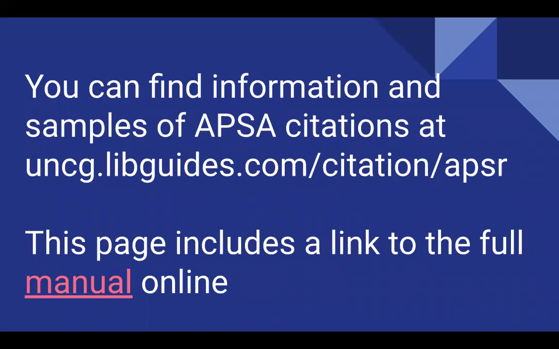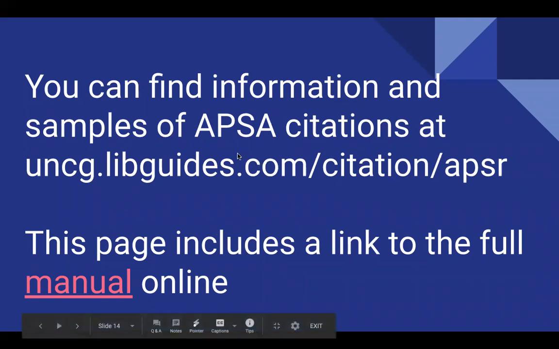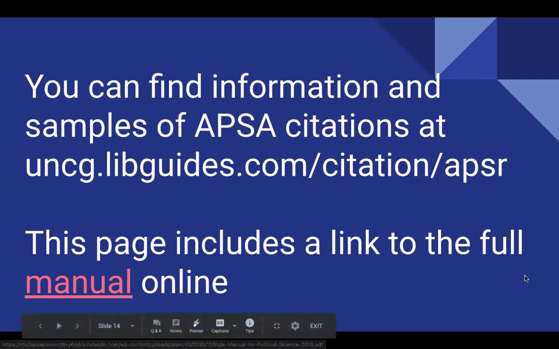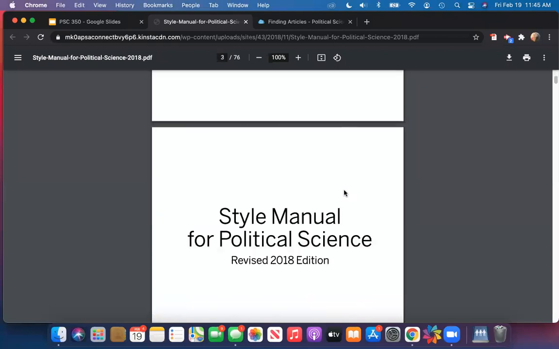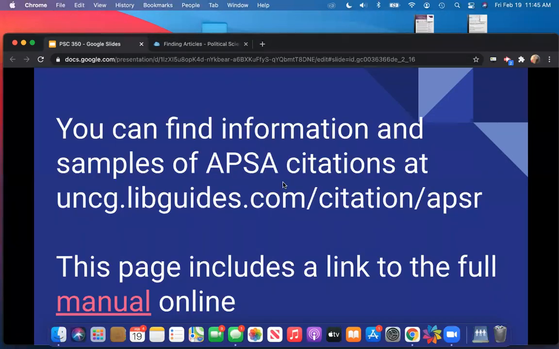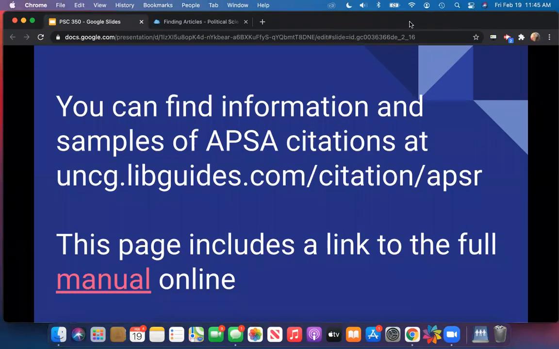Citations. So you are using APSA, sometimes called APSR citations. The American Political Science Association produces the American Political Science Review. They are essentially the same thing when we're talking about citation. So you can find samples of citations at this link. I also have a link here to the full political science APSR manual. You can actually view a PDF of the full style manual, which may or may not be helpful to you. What most students are looking for is just a quick guide, and I will show you that.